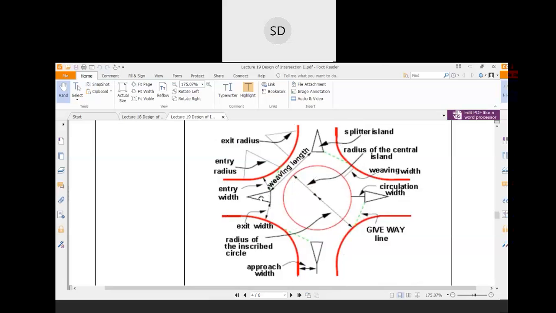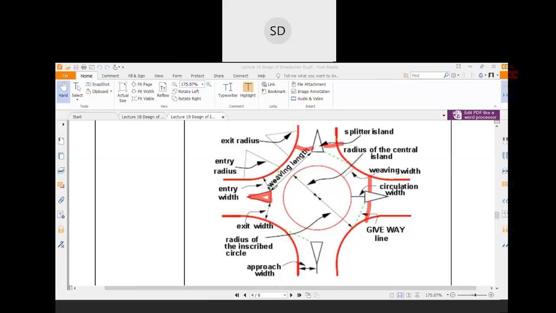This is the channelizing island. The width from this channelizing island to this is called the entry width, and this is called the exit width. Like that, entry width and exit width for all these roads.